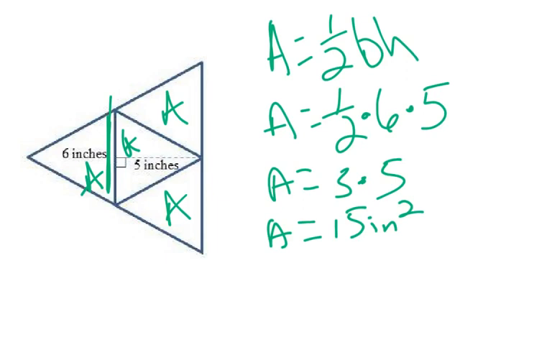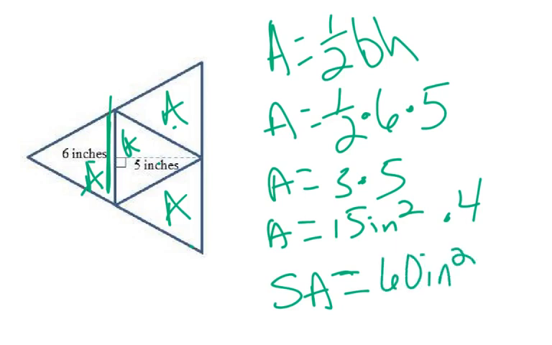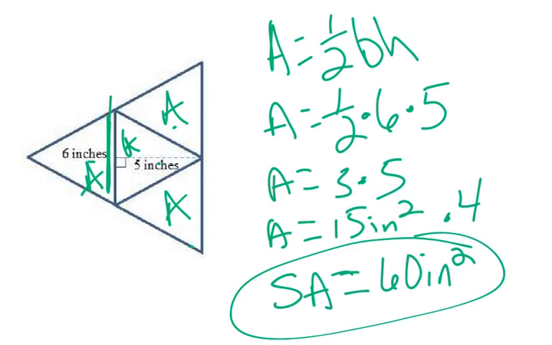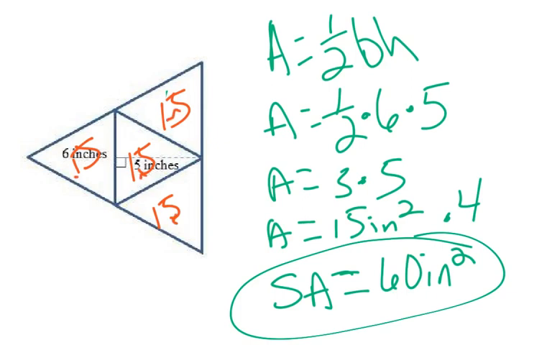Now, we have 4 triangles, right? So I need to take that 15 inches squared and multiply it by 4. So my total surface area, 15 times 4, is going to be 60 inches squared of this triangular pyramid. And if you look at that, we can see if we're right because we can say 15 plus 15 plus 15 plus 15. Well, 15 plus 15 is 30, plus 15 is 45, plus 15 is 60. Yes, the whole surface area of this triangular pyramid is 60 inches squared. Okay, great job.